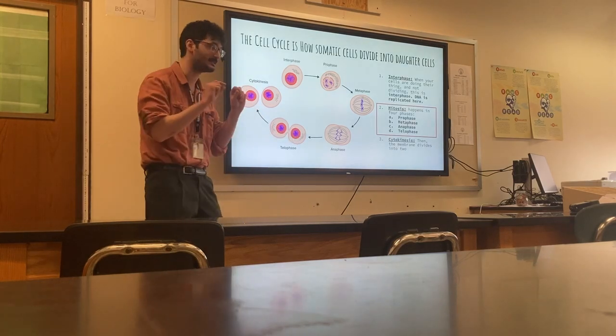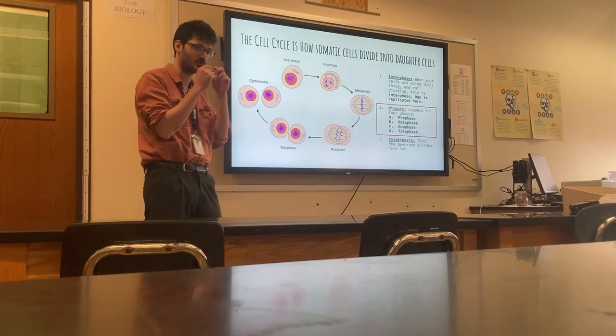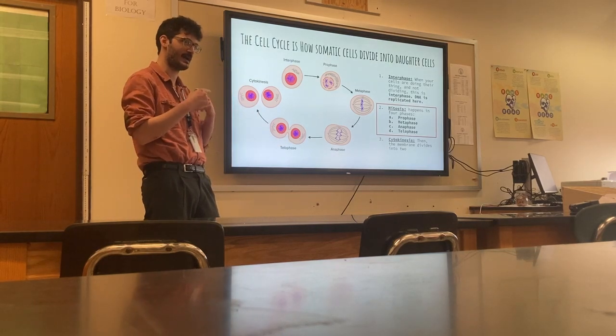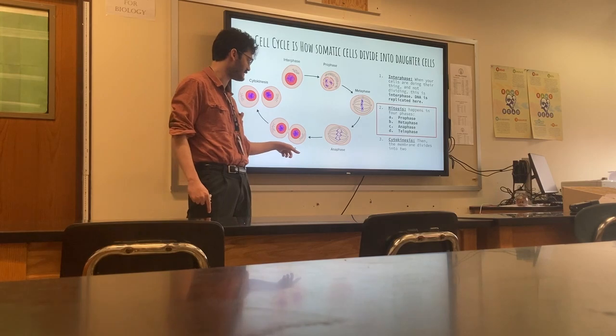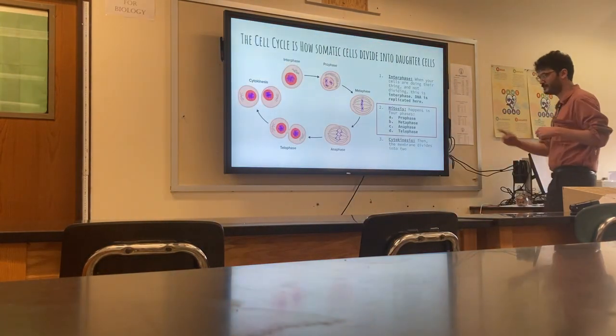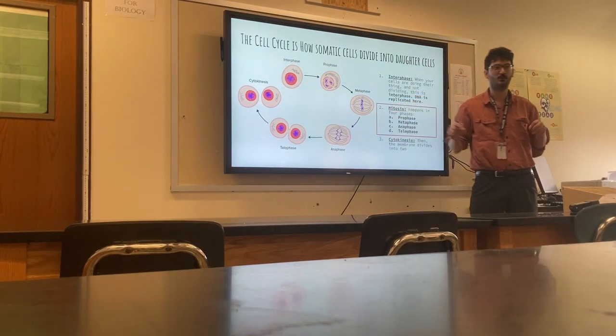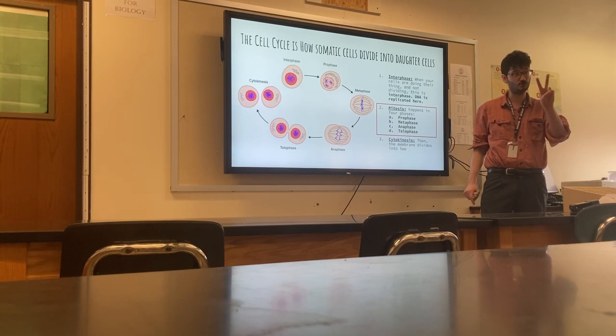The cell hasn't completely divided. We can see that the cytoplasm and the cell membrane are still shared. But that's happening right now. So we can tell that telophase has happened because it sort of looks like the chromosomes from interphase, but we can see that it's still one cell with two nuclei.